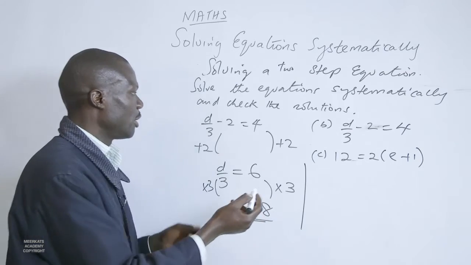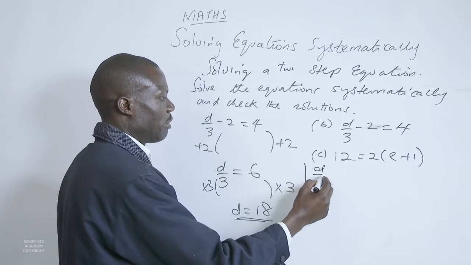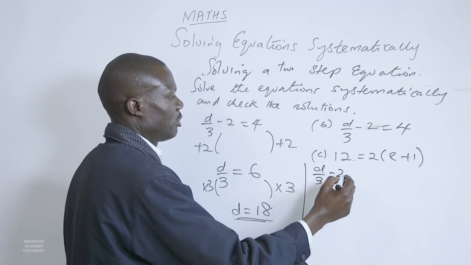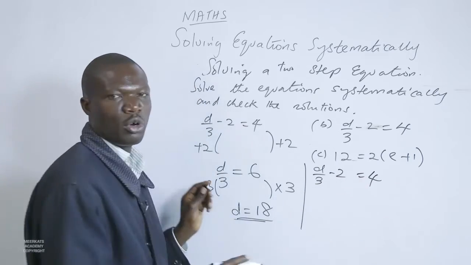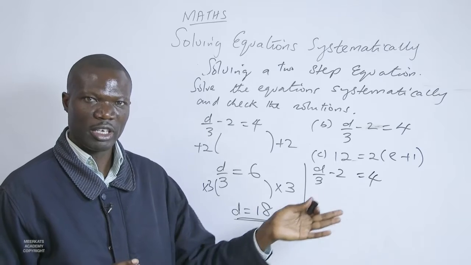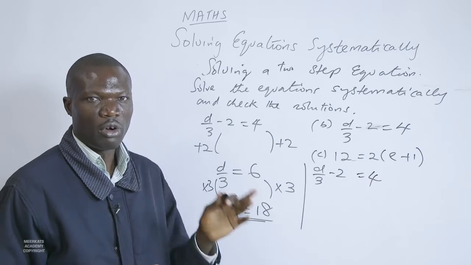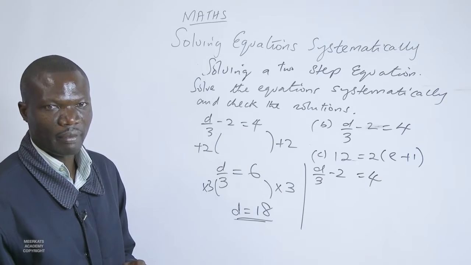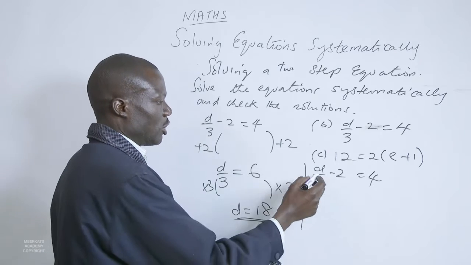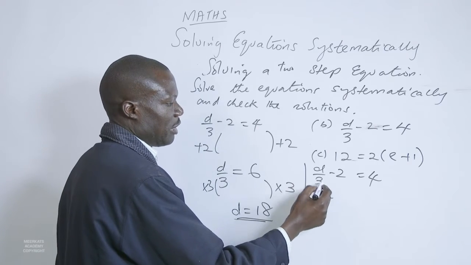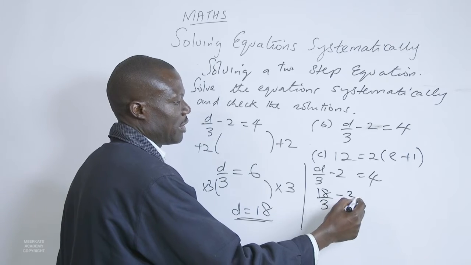To do that, we have d over 3 minus 2. That is the left-hand side, and on the right-hand side we have 4. We are not going to tackle the right-hand side. All we need is to confirm that this one will give us 4. What is the value of d? From our solution, d is 18. So we shall replace d here with 18, divide by 3, then minus 2.